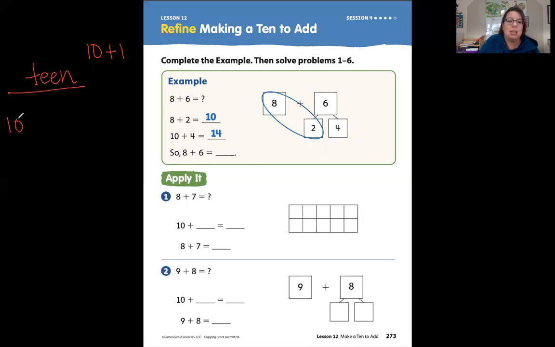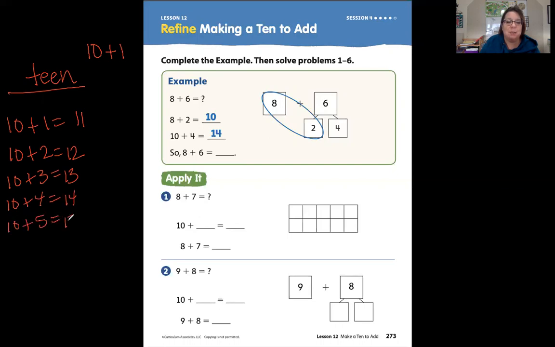So here we go. 10 plus 1 equals 11. 10 plus 2 equals 12. 10 plus 3 equals 13. 10 plus 4 equals 14. 10 plus 5 equals 15. 10 plus 6 equals 16. 10 plus 7 equals 17. 10 plus 8 equals 18. 10 plus 9 equals 19. So those are our teen numbers.